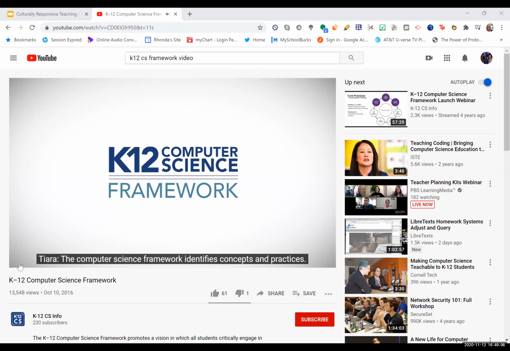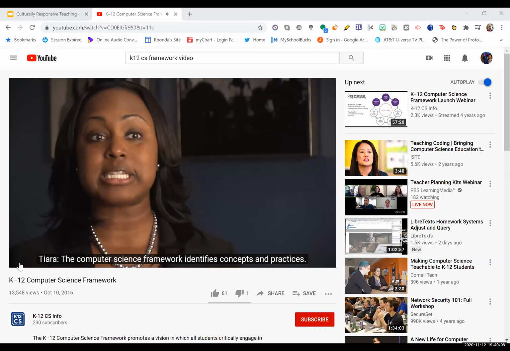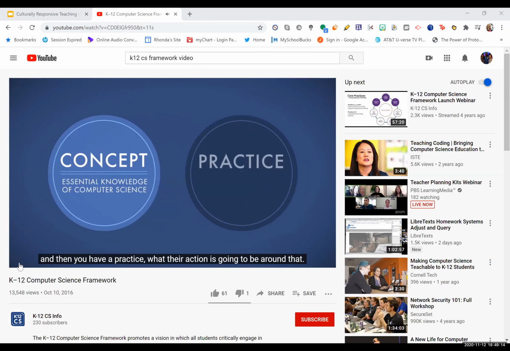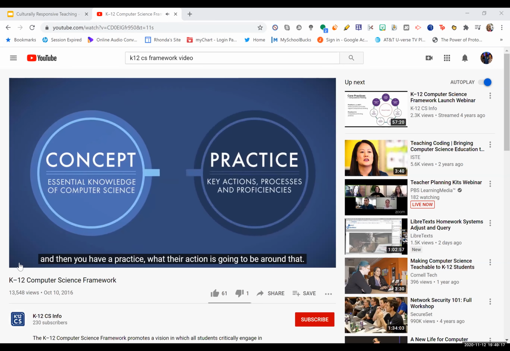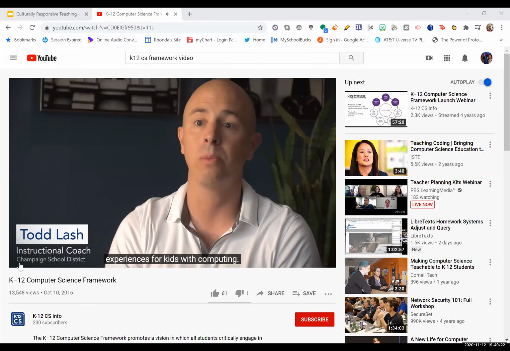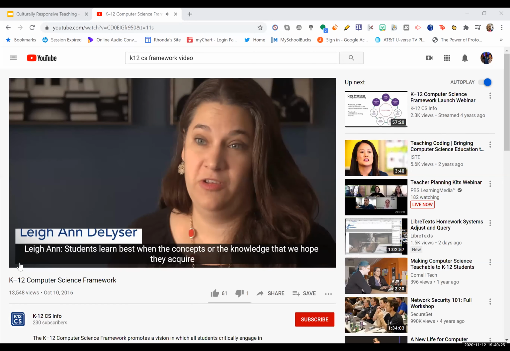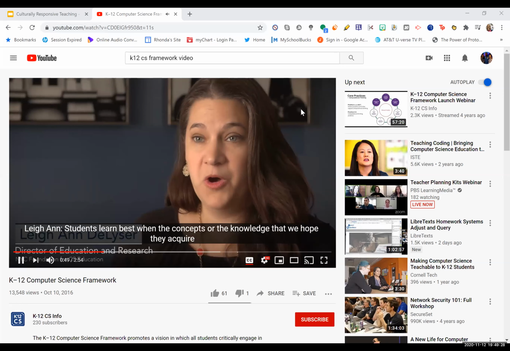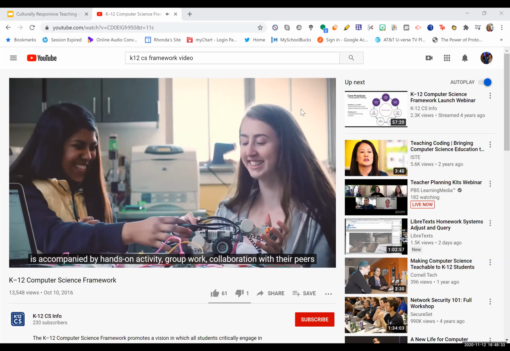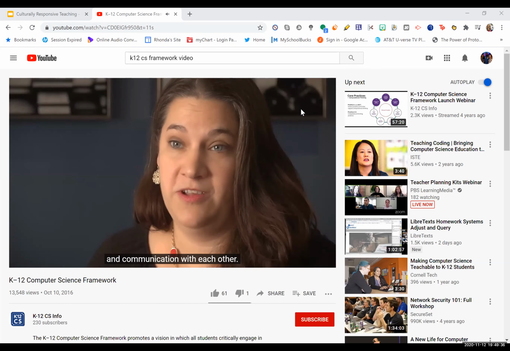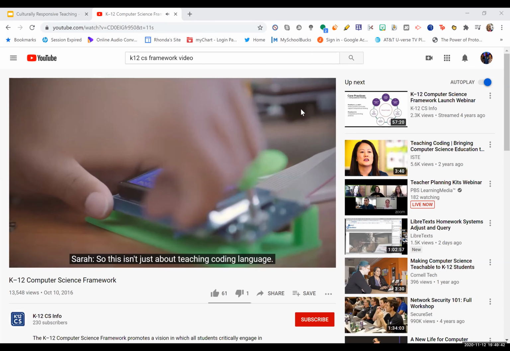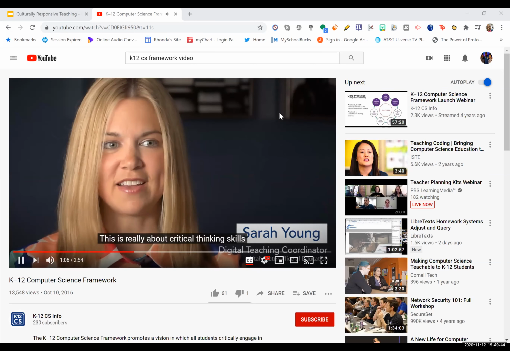The computer science framework identifies concepts and practices. You have a concept where it's something that a kid should know or understand, and then you have a practice, what their action is going to be around that. You put them together, and they can help us create some really outstanding experiences for kids with computing. Students learn best when the concepts or the knowledge that we hope they acquire is accompanied by hands-on activity, group work, collaboration with their peers, and communication with each other. So this isn't just about teaching coding language. This is really about critical thinking skills.